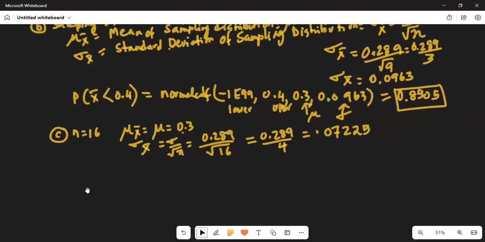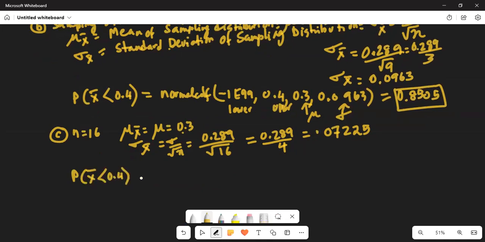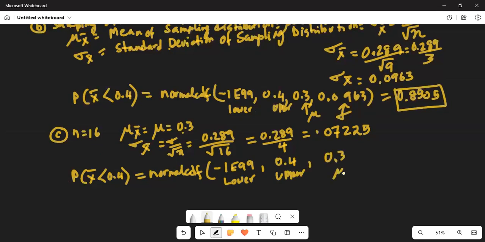So now I want to find the probability that the sample mean is less than 0.4. So probability x bar less than 0.4 is normal CDF. -1E99 is my lower, comma, my upper is 0.4, comma, mean is 0.3, and the standard deviation is, however, 0.07225. This is my sigma.